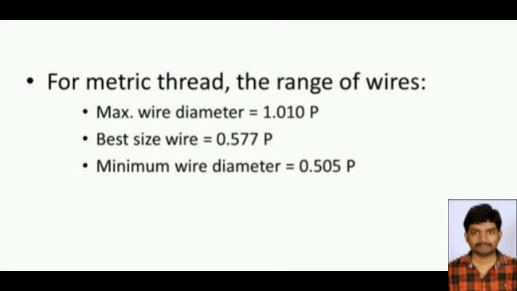So for metric thread, the acceptable range of wires is shown here. The maximum wire diameter can be up to 1.010 times P, where P is the pitch, the best size wire is equal to 0.577 P, and the minimum wire diameter is 0.505 into P. So we can select a wire within this range, and then use it to find the effective diameter of the screw thread.